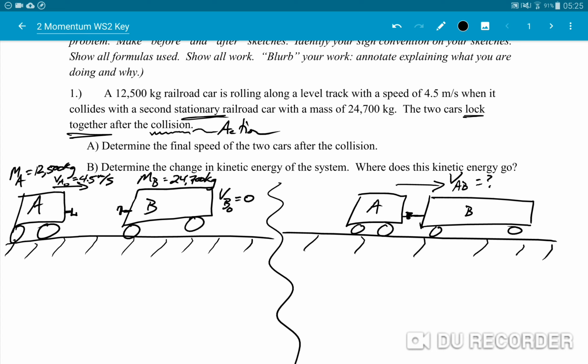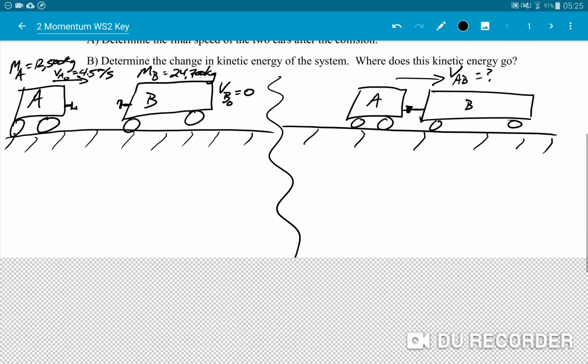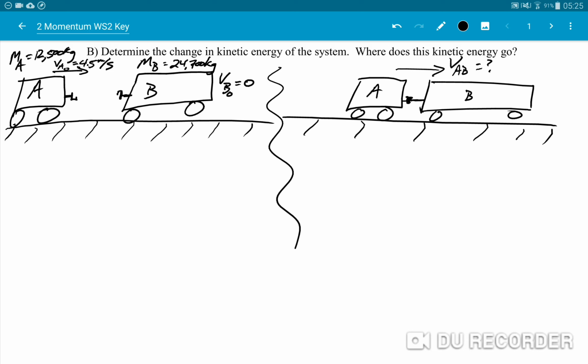Cool. So part A says determine the final speed of the two cars after the collision, and part B says determine the change in kinetic energy of the system. Where does the kinetic energy go? All right, well, first we define our system. As always, our system can be whatever we want. I'm going to make both car A and B my system.